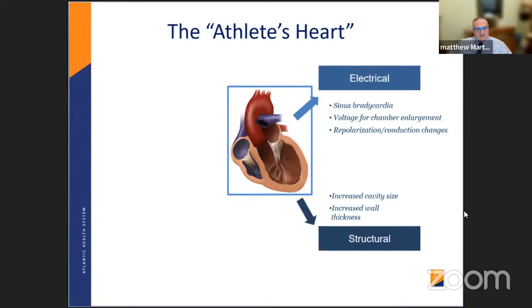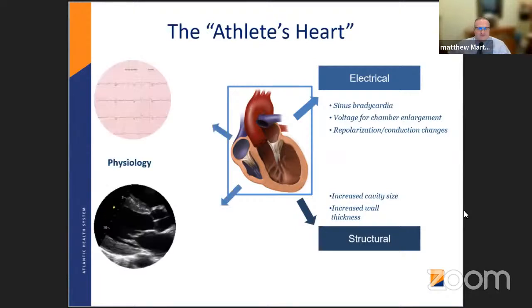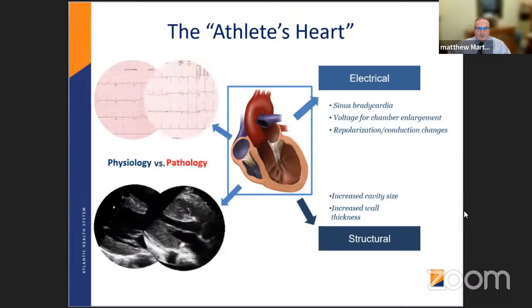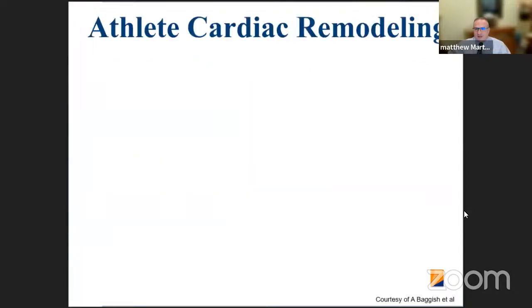The increased cavity size, increased wall thickness, both the atria and the ventricle, and they all do that as a physiologic adaptation. The more athletic you are, the type of sport you play alters what the ECG and the echo look like. But there's overlap between pathologic findings that make athletes somewhat at risk to be overdiagnosed with conditions they don't have. So when you think about athletic cardiac remodeling, we typically break it into one of two categories, and there's clearly some mix that occurs, especially in today's modern athlete.